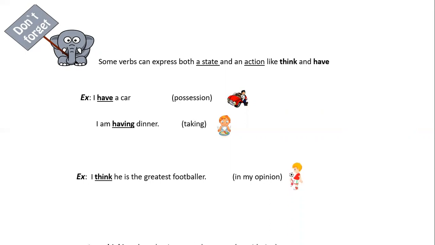But if I say I'm thinking about buying a new house, in the second sentence I'm expressing something that is going on in my mind at this moment. So when it means considering, it is an action or a dynamic verb that can be used in continuous tenses.